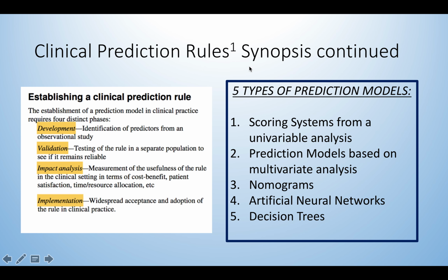The article then goes on to discuss the 5 different ways in which these prediction models can be developed. The first one is through a scoring system, where basically variables are given points, and then there's a cumulative score added up, and basically the higher the score, the greater the risk factor of a person developing something occurring.